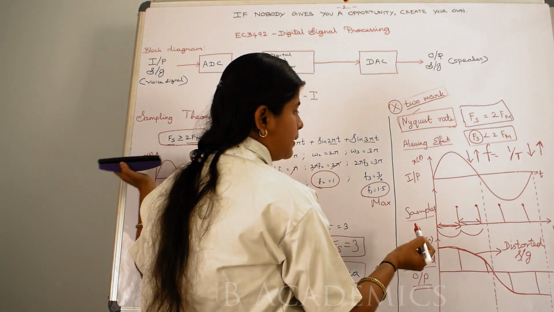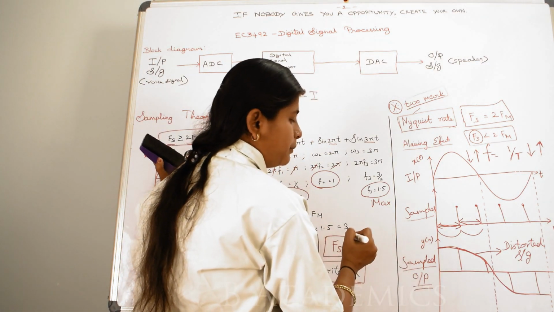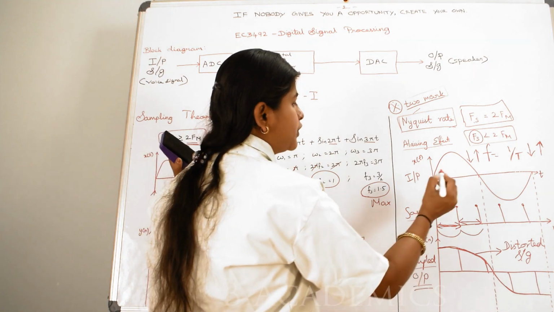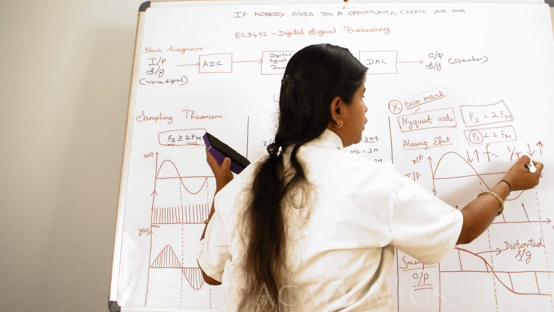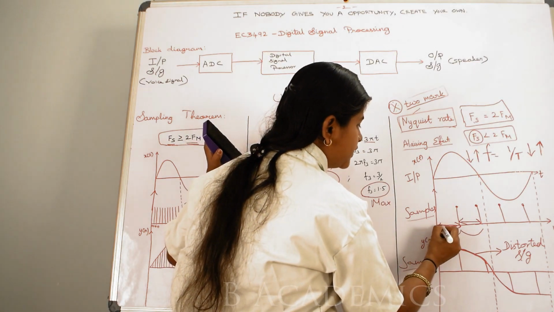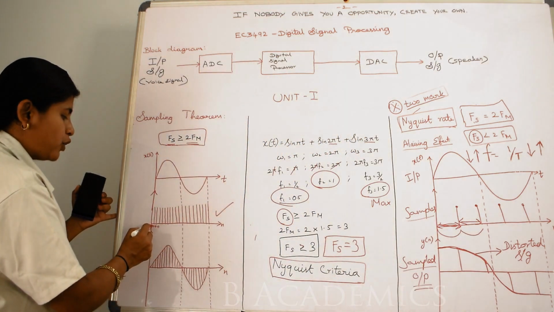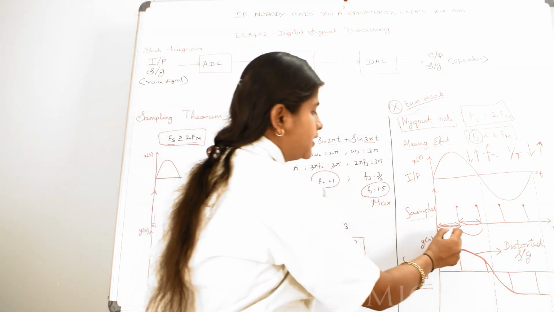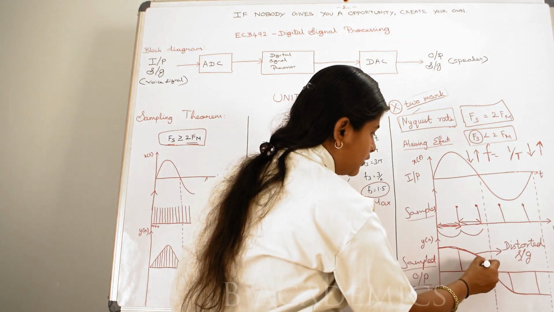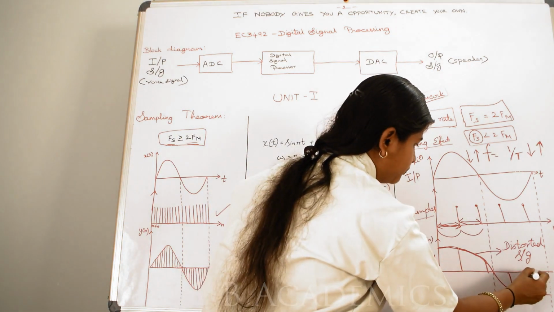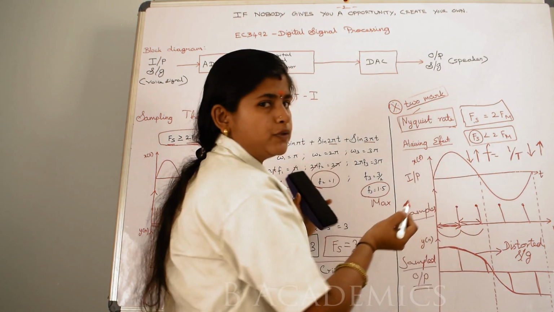Now consider this example. This is your input signal, these are your samples, and this is your sampled digital signal. Here you are decreasing the frequency value, which means your time period will increase. Here you can see the difference between this sample and this sample. Here you have a small time period and here you have a large time period. So when you convert this, you will get an output signal like this. This is not your original input signal.